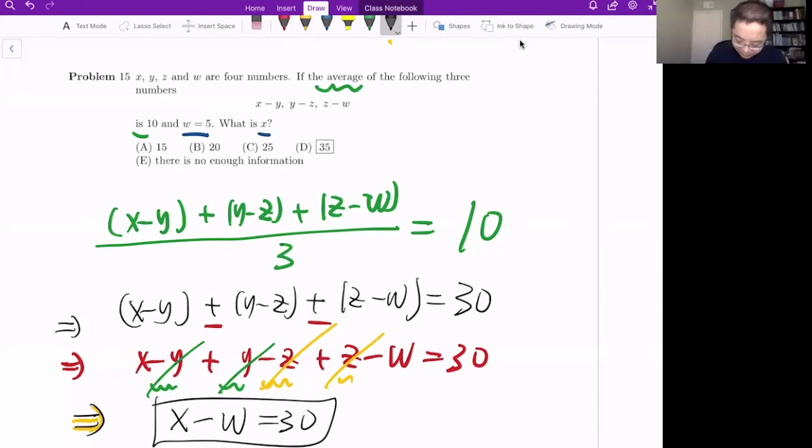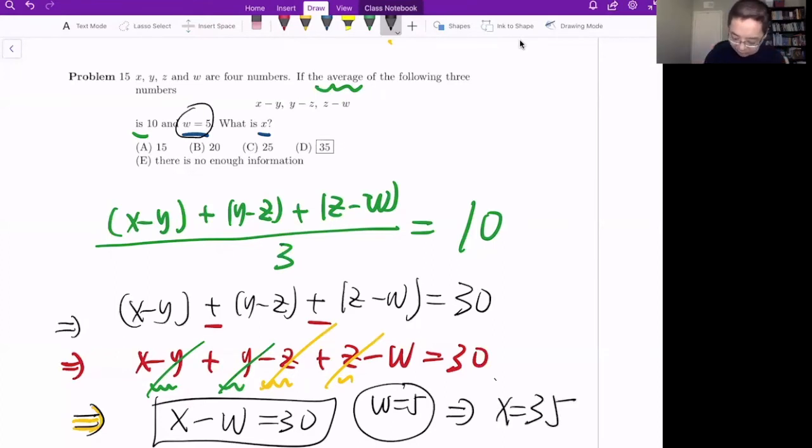All right, then we also have w is 5, which is given right here. So all those together imply that x is 35.